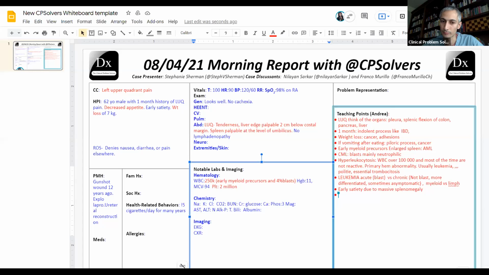Okay, how do we manage this patient to make sure that while we're figuring out the hematologic diagnosis, they don't get super sick and sustain organ damage or worse? So Nilayan, you were referring to hyperviscosity, right? And anytime you have hyperleukocytosis, you should at least think and worry about the possibility of hyperviscosity.